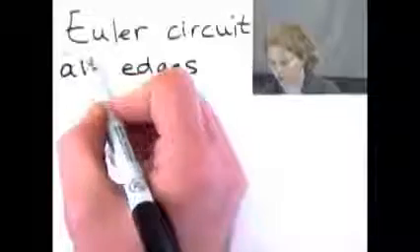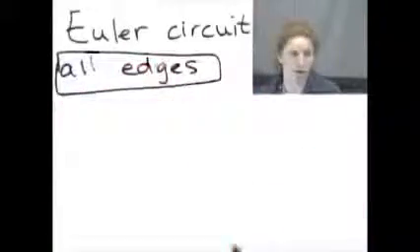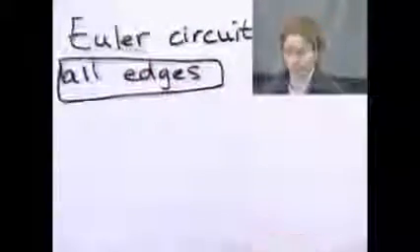And an Euler circuit is what? E is for? Easy, right? E is for easy and? Edges. That's the main thing, is edges. So I have to have all the edges in the graph in my Euler circuit.